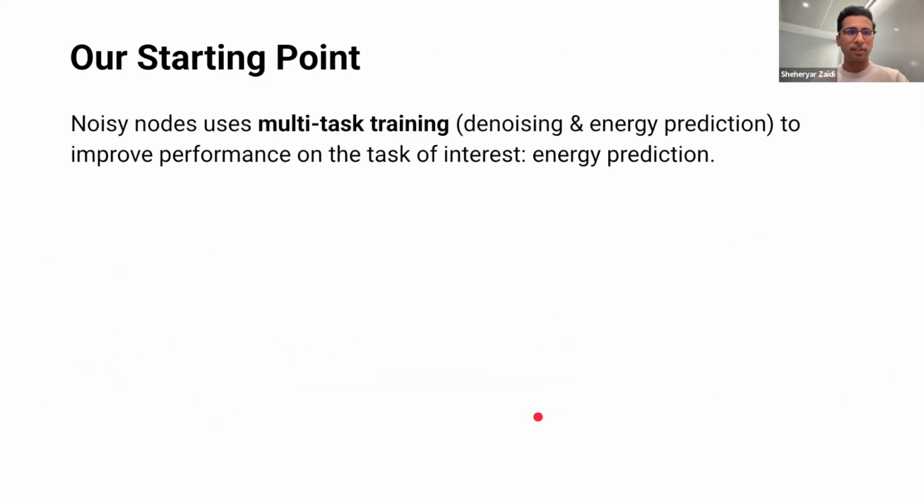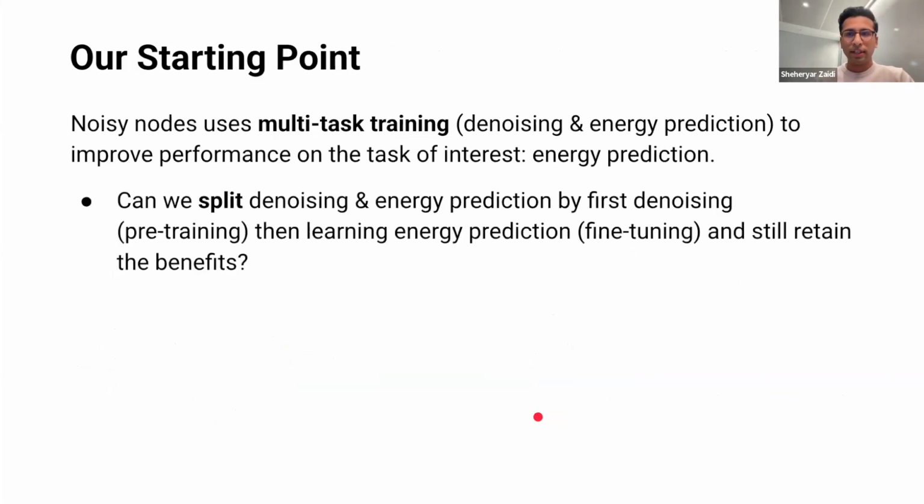That's the kind of task of interest. So we had a few questions to begin with. Question number 1 was, can we split denoising and energy prediction into 2 different stages? Do we have to do them separately or not? So can we, for example, first denoise, in a pre-training sense, and then learn energy prediction in terms of fine-tuning, and still retain the benefits of having this denoising loss there? That was question number 1.